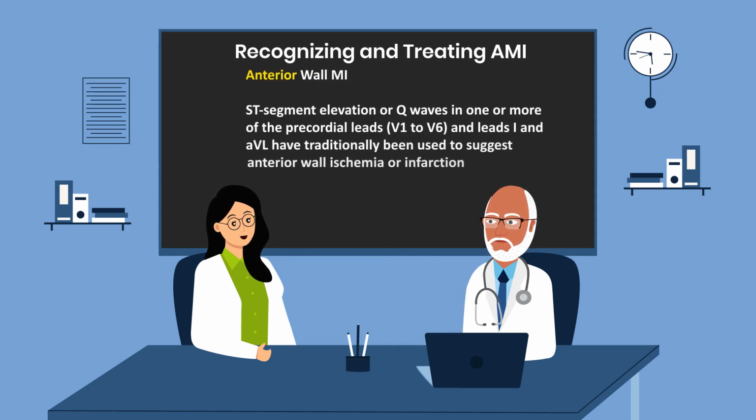Let's talk about anterior wall MI. ST segment elevation or Q waves in one or more of the precordial leads, namely V1 to V6, and lead 1 and AVL has traditionally been used to suggest anterior wall ischemia or infarction.